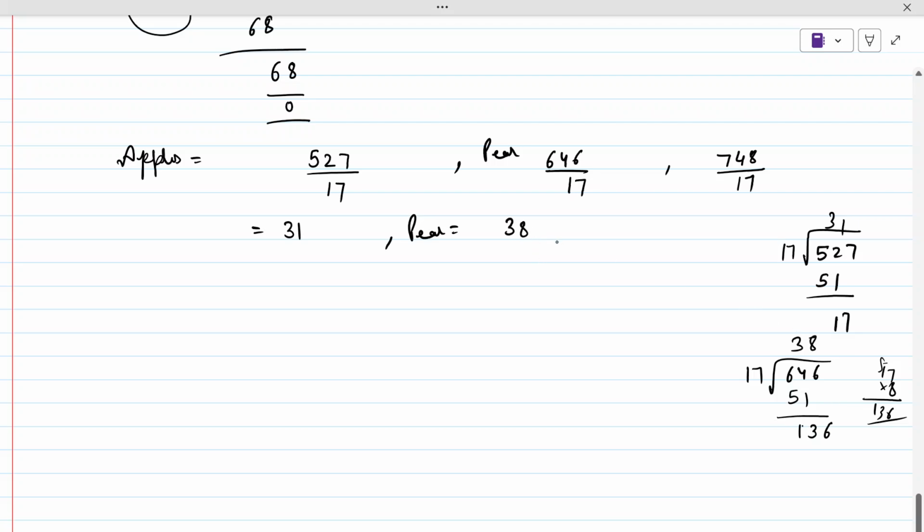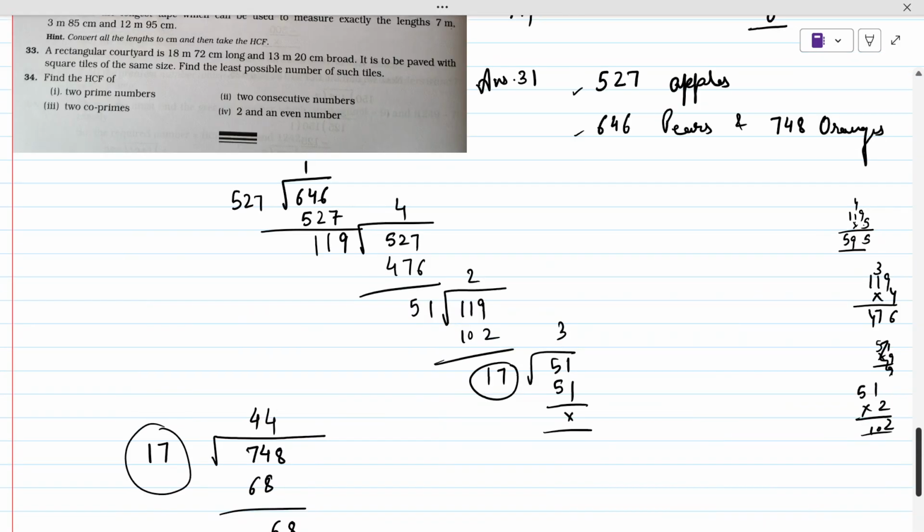And then the last one, that is 748. So for 748, we will divide this by 17. 748 into 17. So we will have 4 here and again we will have 4 here, right? So we have 44 oranges. These are the different heaps of fruits. Okay, so this is done.